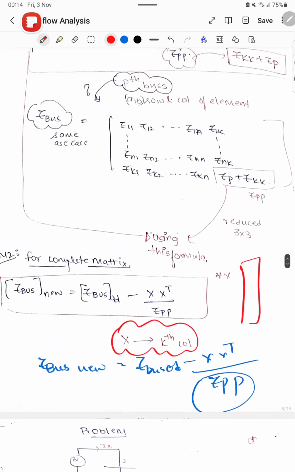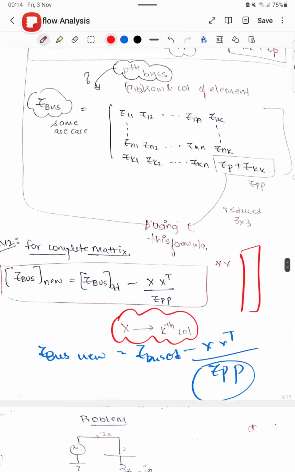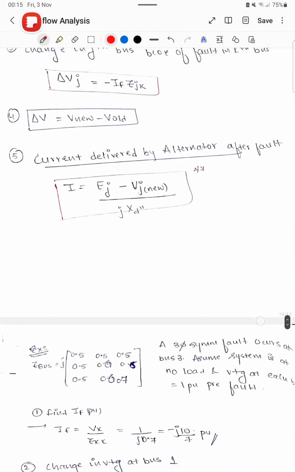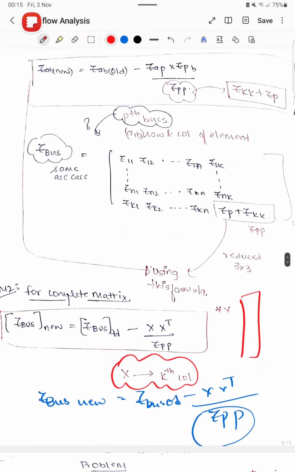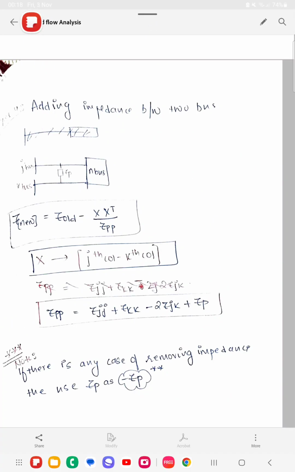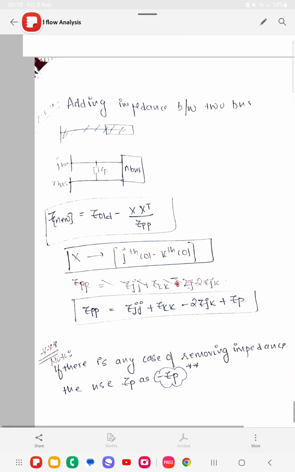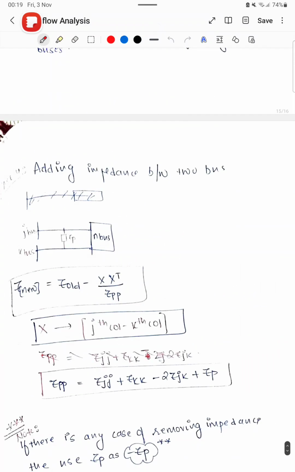Similarly, there is one more case. The fourth case in the series is adding impedance between two buses. So just like the above case wherein we add impedance between a bus and reference, and there we saw two cases, two cases in the sense two kinds of questions. So a question could be asked about change in a particular element.